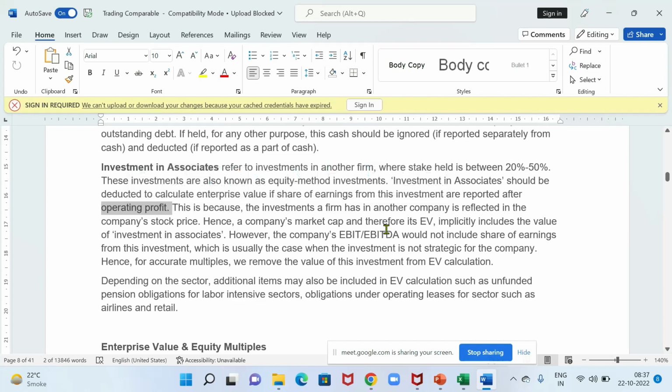This is because the investments a firm has in another company is reflected in the company's stock price, hence the company's market cap, and therefore its EV implicitly includes the value of investment in an associate. However, the company's EBIT and EBITDA would not include shares of earnings. So remember, at the end what we are trying to compute is total value, and then what is the multiple. How is that total value divided by the earnings? What kind of trade multiple is it trading at?